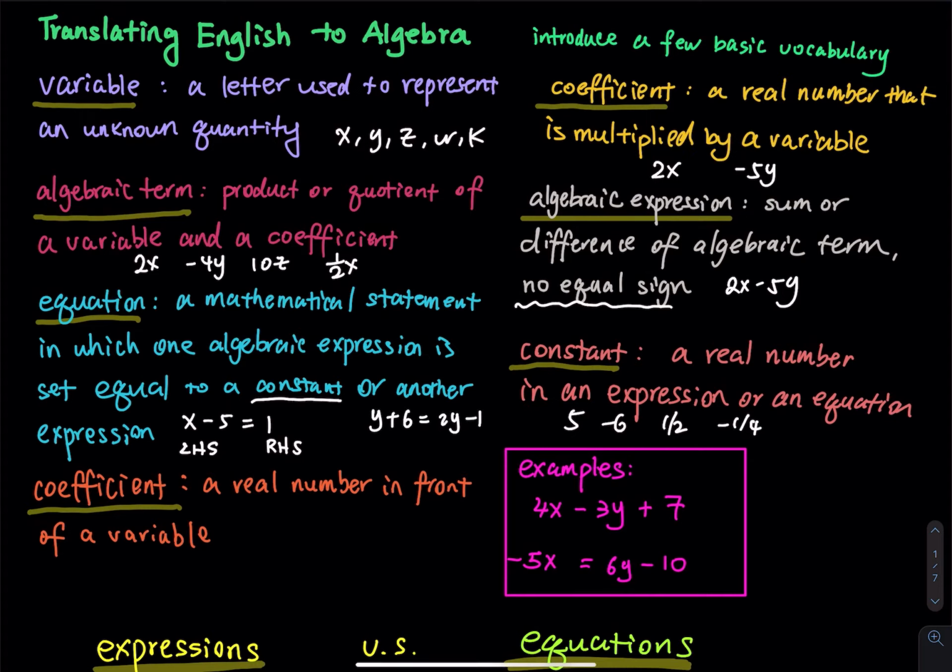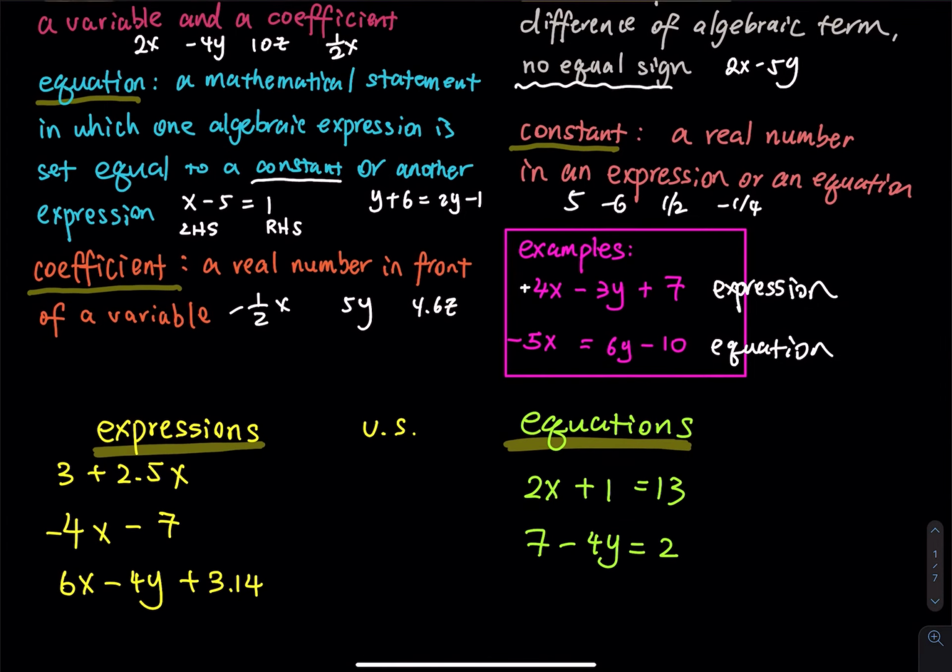Again, we have 2 algebraic terms, 4x and minus 3y, and one constant term, positive 7. What about variables? There are two variables, x and y. There are two coefficients, 4 and minus 3. You have to take the sign with you. You can say positive 4 and negative 3, and that is absolutely true. What about the second line? There are two variables, x and y, two coefficients, negative 5 and positive 6, and one constant term, minus 10. All right, it is just that easy.